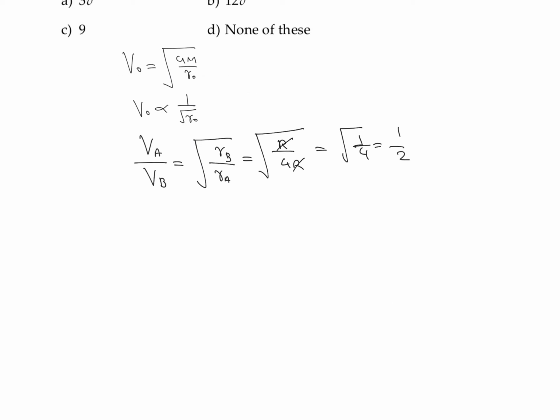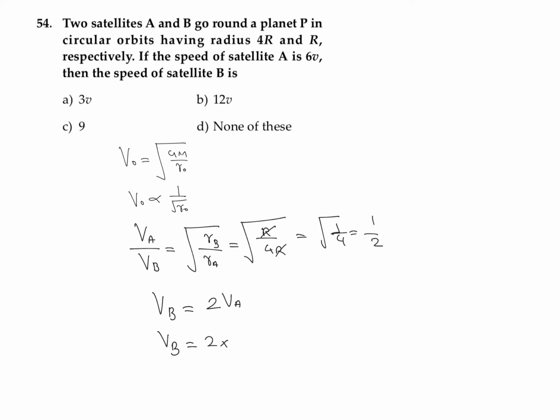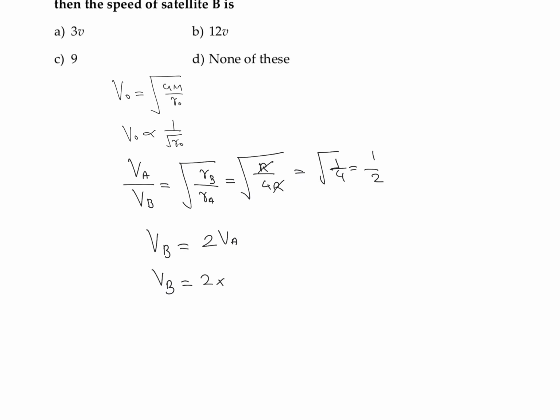Now as the value of VA by VB is equal to 1 by 2, we can write this VB is equal to 2 times of VA. In the question, VA is given as nothing but 6V. So we can write 2 into 6V, which is equal to nothing but 12V.